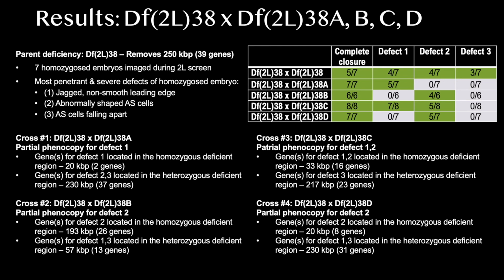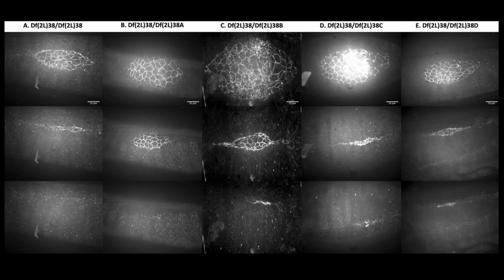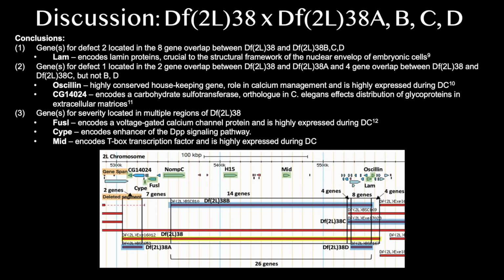38 and 38B produced 6 embryos and a partial phenocopy for the abnormally shaped AS cell defect. 38 and 38C produced 8 embryos and a partial phenocopy for both the jagged leading edge and abnormally shaped AS cell defects. Lastly, 38 and 38D produced 7 embryos and a partial phenocopy for the abnormally shaped AS cell defect. On the next slide, I show an example of the progression of an embryo from each cross. Because of the time restriction, I'm going to move on from the slide, but I encourage everyone to take a look at it after. 3 major conclusions can be drawn from these results.